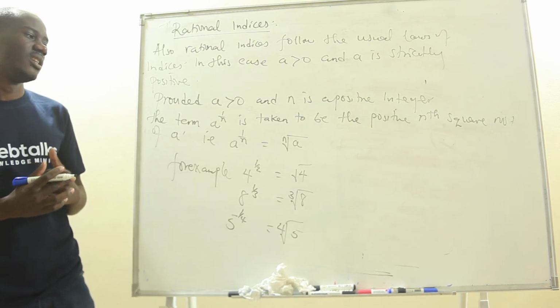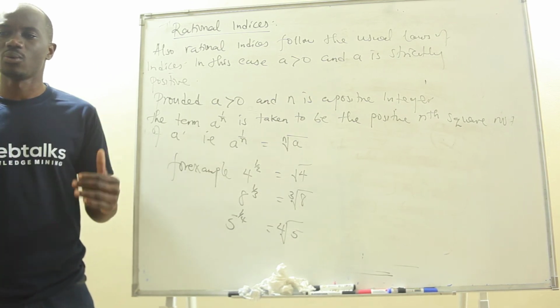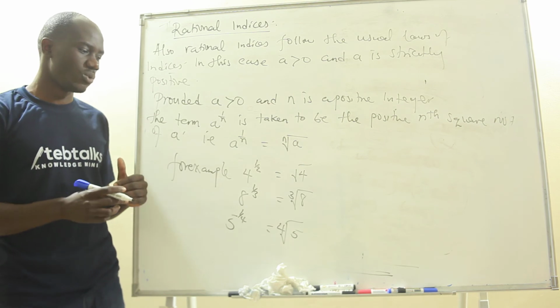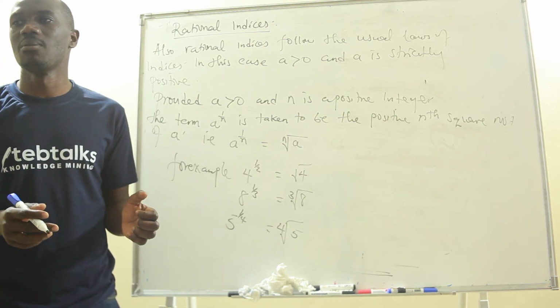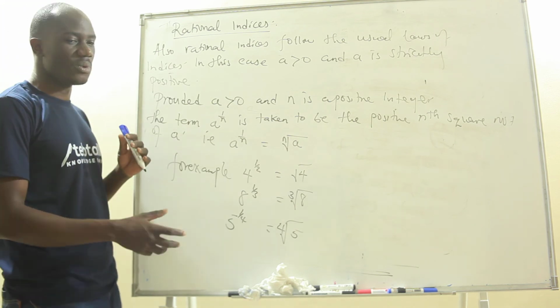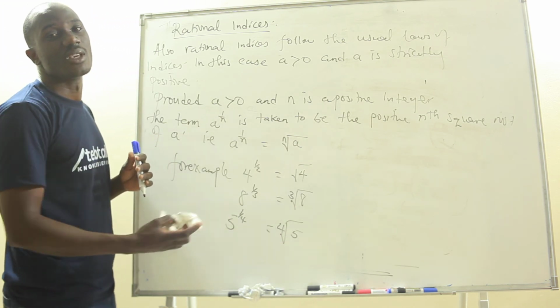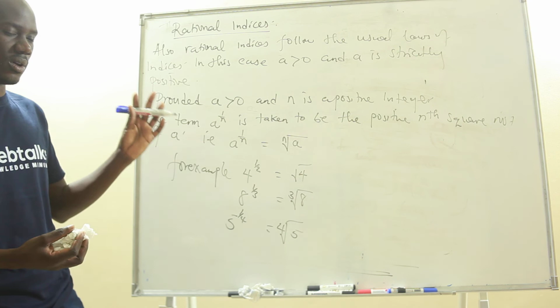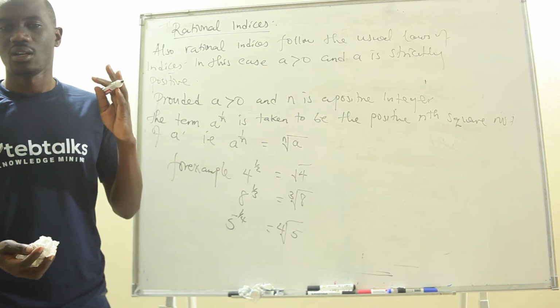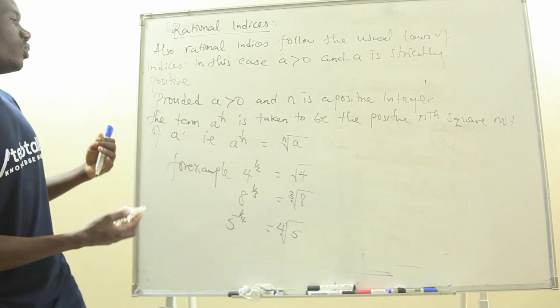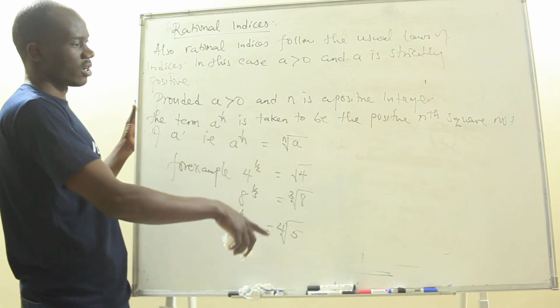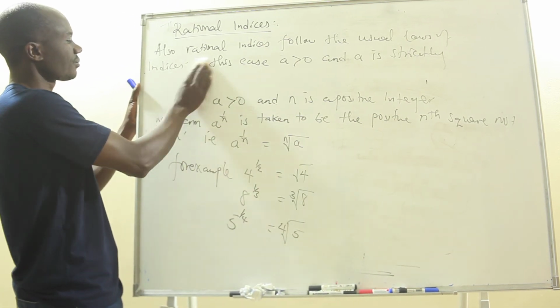And as I have said, they still follow the same rules of indices. If we are multiplying numbers of the same base, we still do the addition. If we are dividing, we subtract. So that's what we are trying to talk about, rational indices.